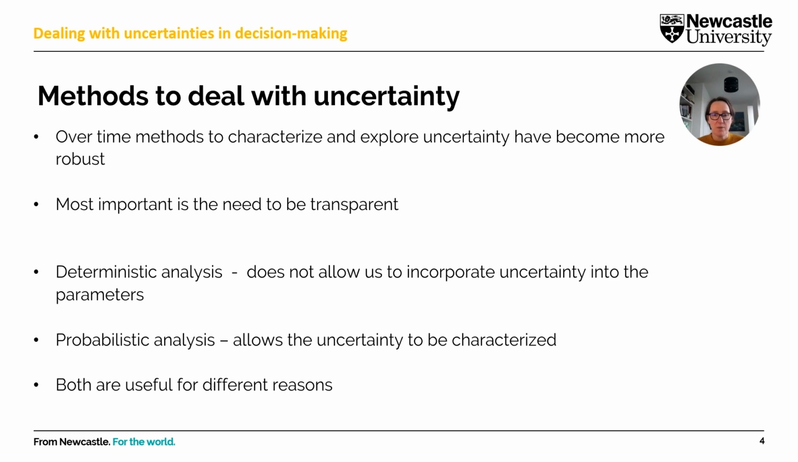In addition to transparency, reporting around assumptions, methods, derived parameter estimates, and other elements of HTA, we can also deal with some of the uncertainty that remains apparent in the parameters. We're going to have a look at both deterministic analysis and probabilistic analysis, both of which are really useful for different reasons.